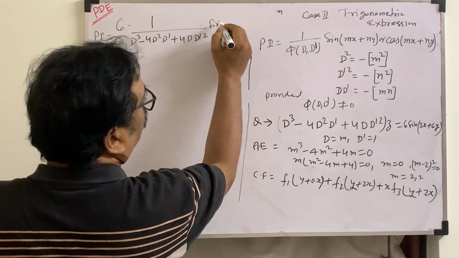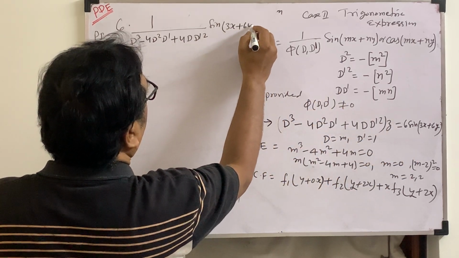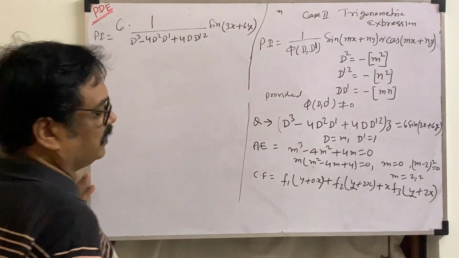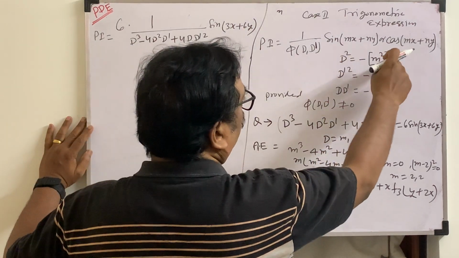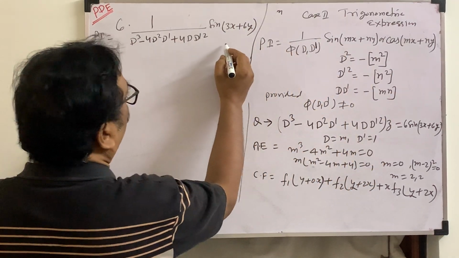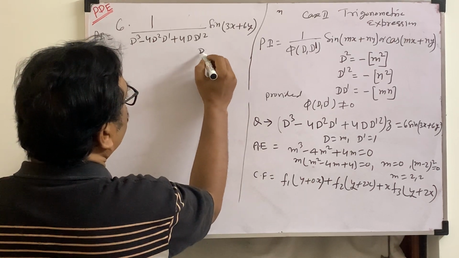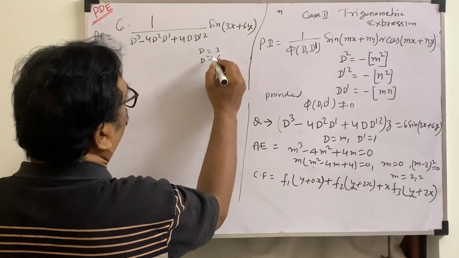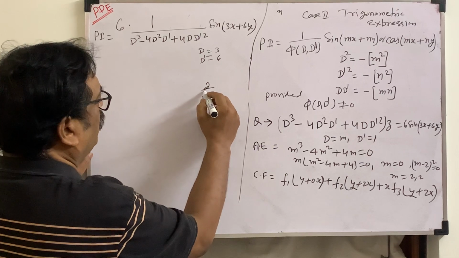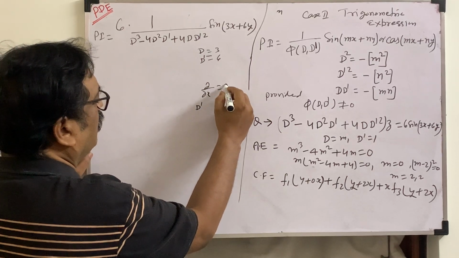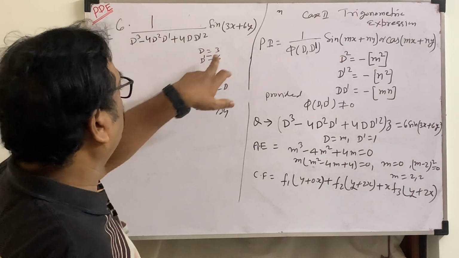Sine 3x plus 6y. So this is the given. Now what is the rule here? D square equal to minus m square. So first, D is equal to 3 and D dash equal to 6, because what is the meaning of D? Dou by dou x. What is D dash? Dou by dou y. So here the x term is D, the y term is D dash.